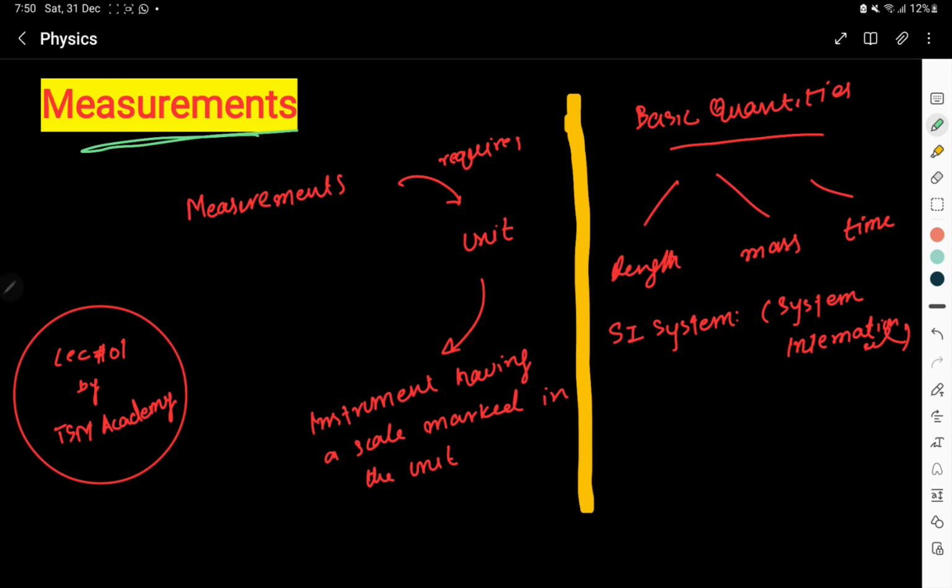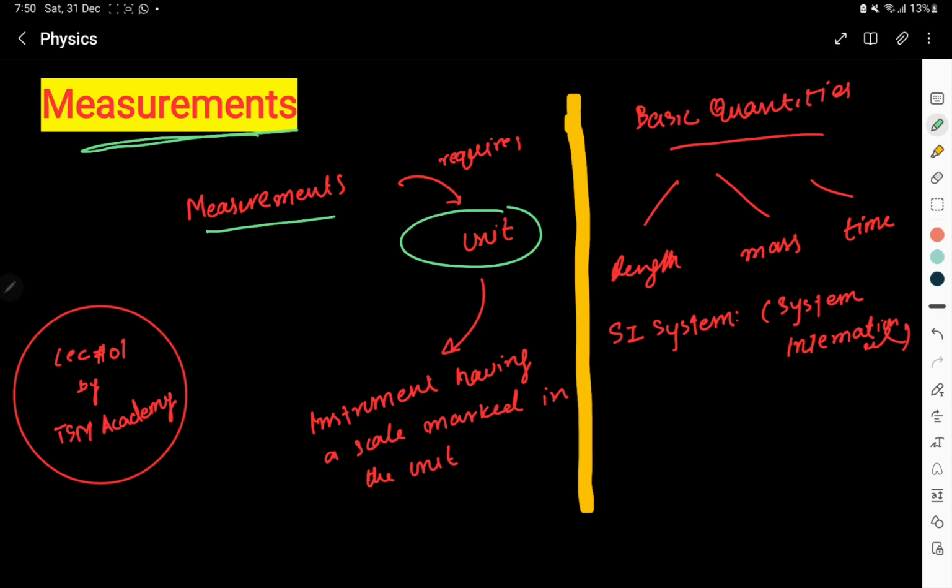So measurement requires a unit. If we have to measure any quantity, we must have the unit in which we want to find that quantity. Let me give you an example. If we want to find the length of an object, we will need a unit in which we will find the length. Let's suppose I say I will find the length of that object in meters, so meter will be the unit. Without the unit we can't measure the length of any object.